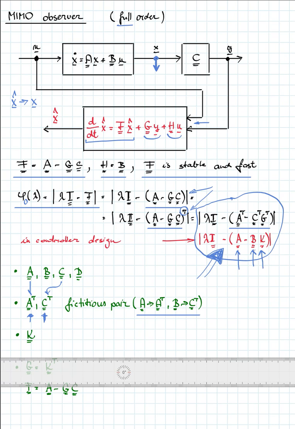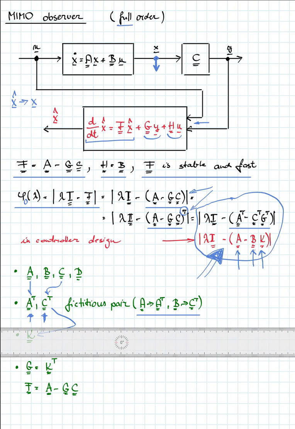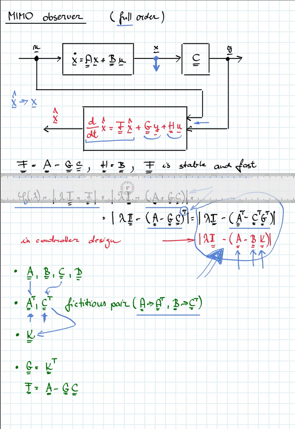And from these two data, we can obtain the controller matrix K. And from this fictitious controller matrix, we can get the matrix G, which is the K transpose. And from this G, we can obtain F. So with the very last step, we can obtain all the three matrices, because H is equal to B, all the three matrices of the MIMO observer.